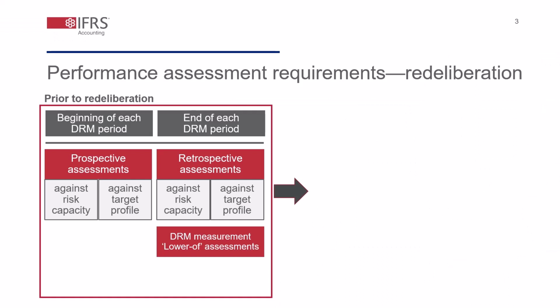Prior to IASB's redeliberation, the DRM model included 2 prospective assessments at the beginning of the DRM assessment period. One test against the risk mitigation and the other test against the target profile. This was supplemented by 2 similar retrospective assessments at the end of the period. These assessments determine whether an entity can designate and continue with applying the DRM model, similar to effectiveness requirements under the general hedge accounting. The entity would then be required to perform a separate lower-of assessment to determine the measurement of the DRM adjustment for each period.